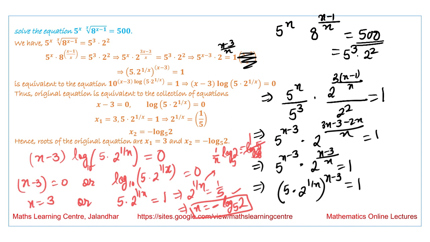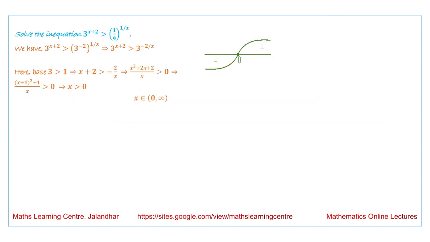So we are obtaining the final answers in this form. The final answers we have are x1 is equal to 3, that is x is equal to 3, or x is equal to minus log 2 base 5. So these are the solutions of this equation.